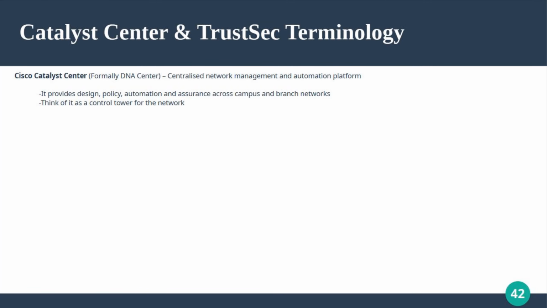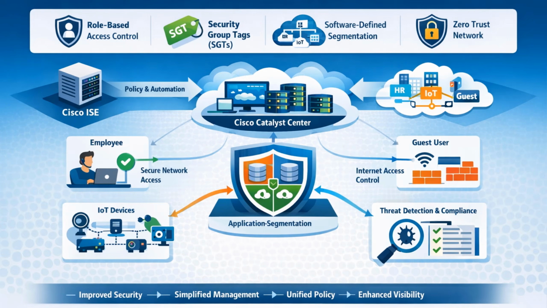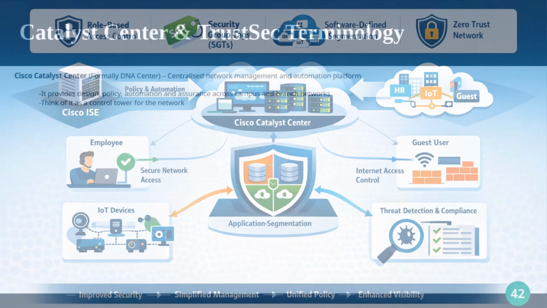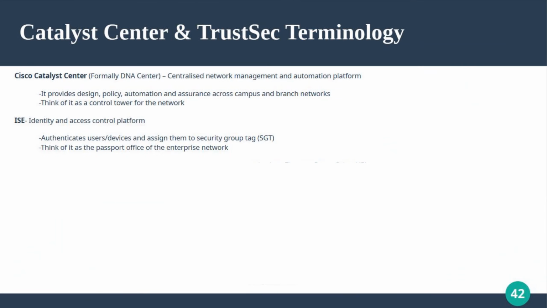So Cisco Catalyst Center, formerly DNA Center, is a centralized network management and automation platform. It provides design, policy, automation and assurance across campus and branch networks. Think of it as a control tower for the enterprise network. So that's what Catalyst Center is. Cisco ISE, Identity Services Engine, is an identity and access control platform. It authenticates users and devices and assigns them a security group tag. Think of it as the passport office of the network.